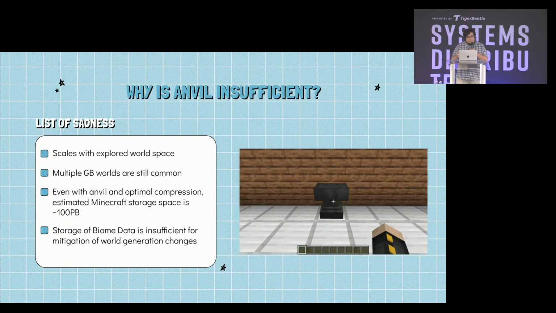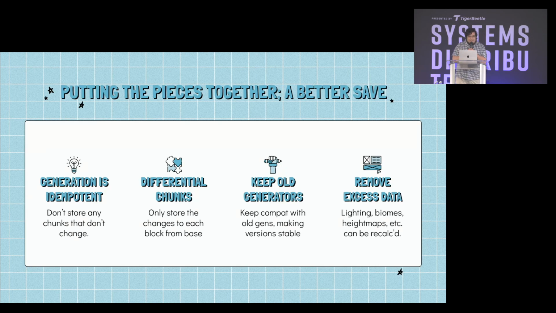It scales with explored world space, so you still get the problem that the more you play the game, the larger your save becomes, and your save becomes multiple gigabytes very quickly. Even with Anvil and optimal compression, the estimated Minecraft storage space is about 100 petabytes. Storage of biome data is also insufficient for mitigating world generation changes. Just because a biome has changed or is the same doesn't mean the actual noise profile of the biome hasn't changed. So what can we do to solve this?